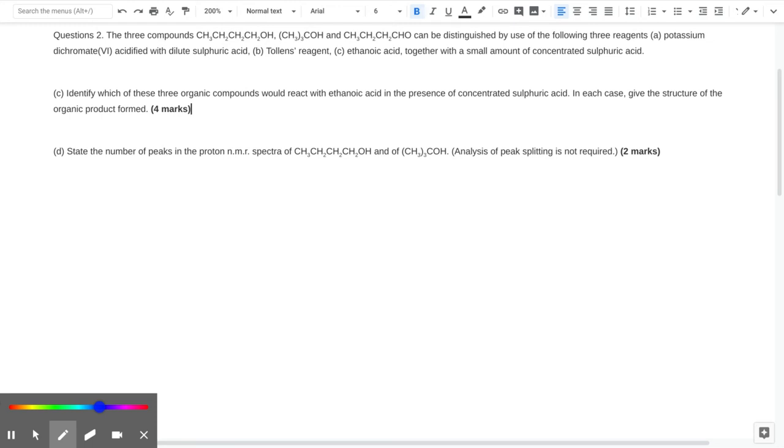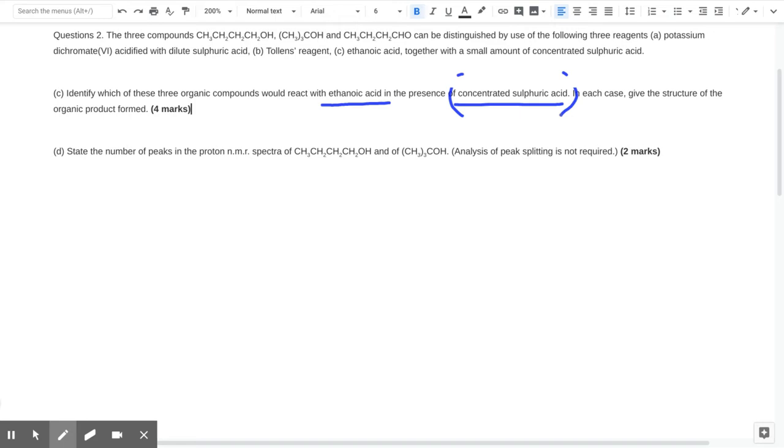Okay, final part, question 2. Question C this time. It's asking us, again, about the same organic compounds, but this time which ones are going to react with ethanoic acid in the presence of concentrated sulfuric acid. So the presence of concentrated sulfuric acid is probably a catalyst in that reaction. In this one it is.